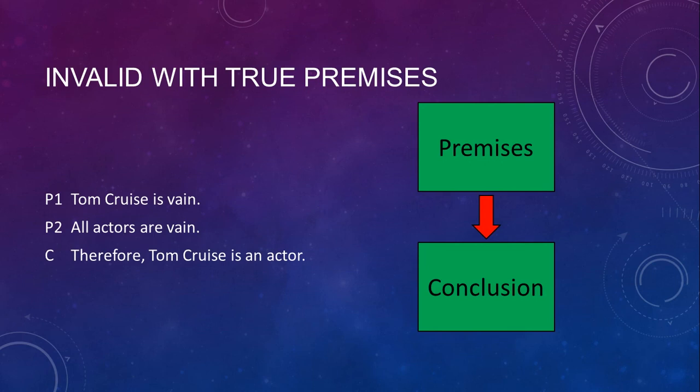So again, all squares have straight edges. This triangle has straight edges, therefore this triangle is a square, right? You can't go from the fact that it has a property because other things can have that property too. Now, if you said all and only actors are vain, so Tom Cruise is vain, and actors are the only ones who are vain, then you can infer that Tom Cruise is an actor, right? But that's a different claim than the one up here.